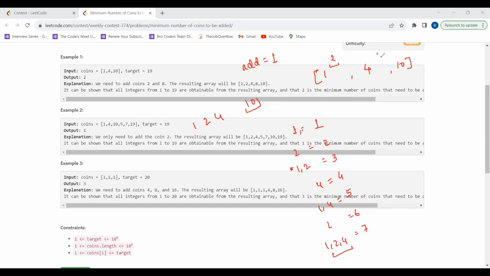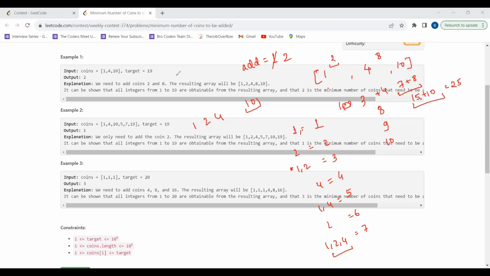So we'll inject 8 now, and the total additions we have done goes to 2. Now we can form 8, we can form 9 also, we can form 10 also. Let's see what's the total sum of the array. 1 plus 2, 3, plus 4, 7, plus 8, 15, plus 10, 25. Now we'll be able to form every number from 1 to 25.